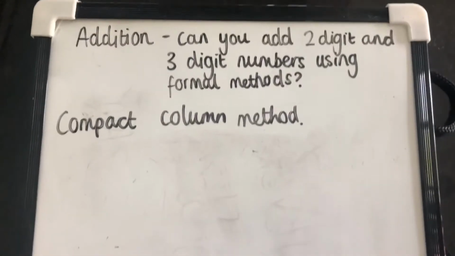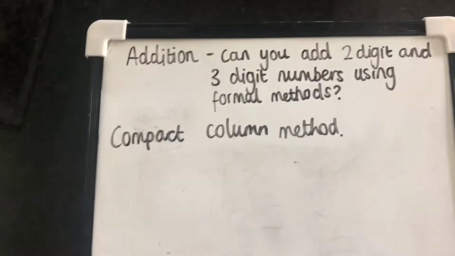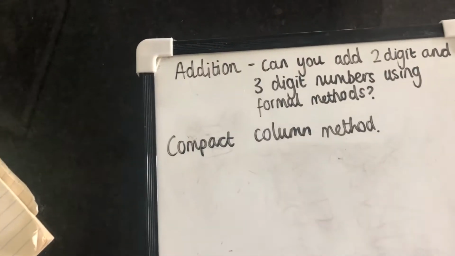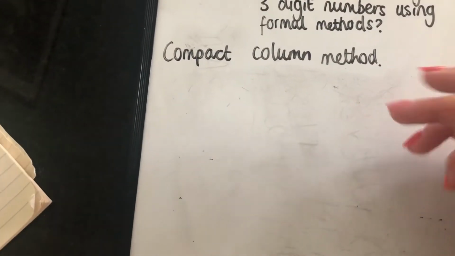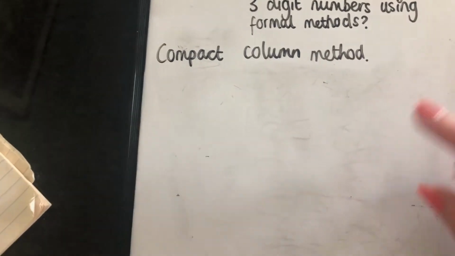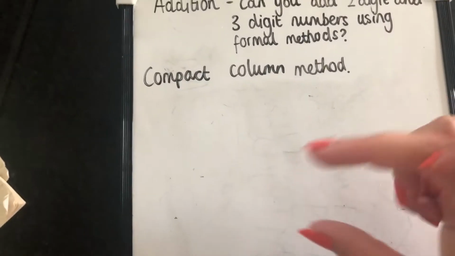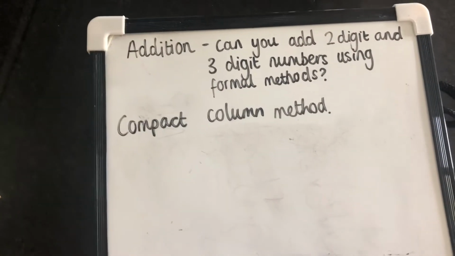Okay, so we've been very successful in adding our 2-digit numbers now with the expanded column method. Now we're going to try the compact column method. This is where we add up straight away from the numbers rather than writing out the tens and the units in full. So we make it just a bit easier and more efficient for us. So we're still going to do 2 digits.